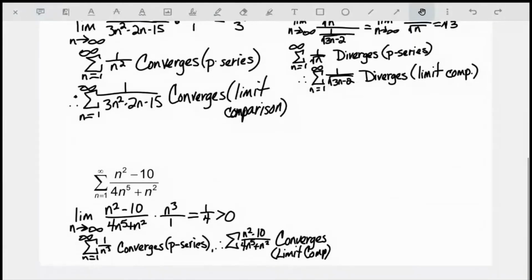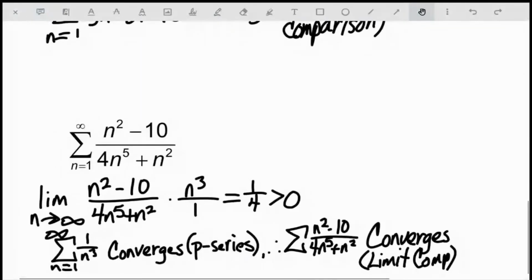All right, and then the last one here. And again, I can just look at that. When I look at that, I'm thinking 1 over n cubed. This is like a 1 over n cubed. I know that converges. This one's going to converge.